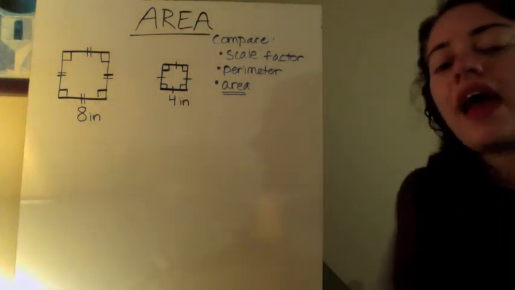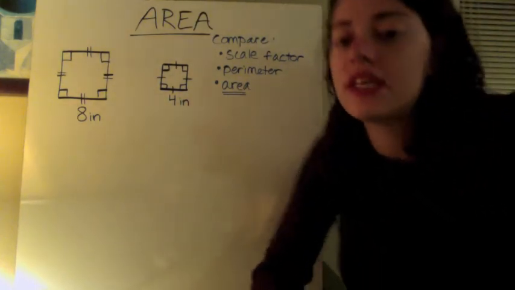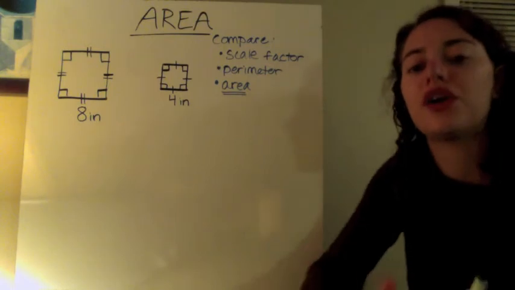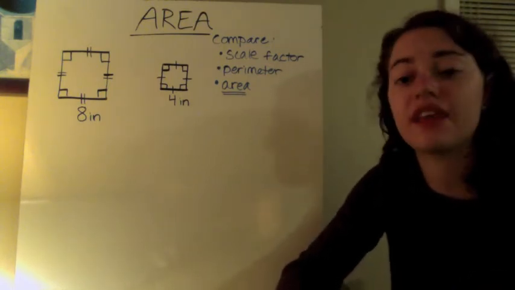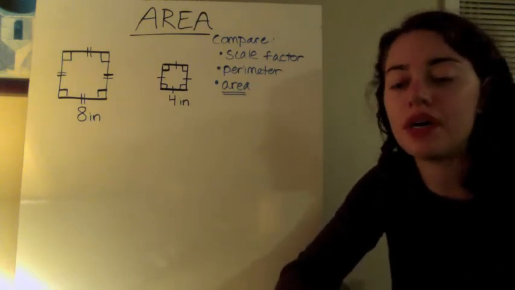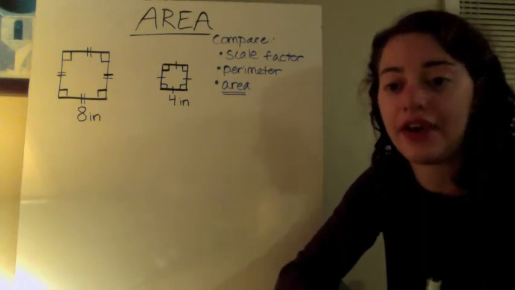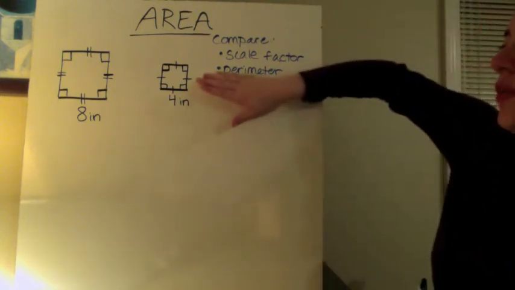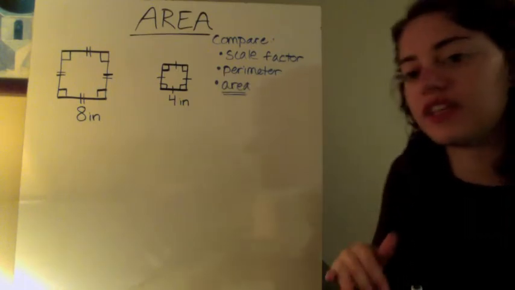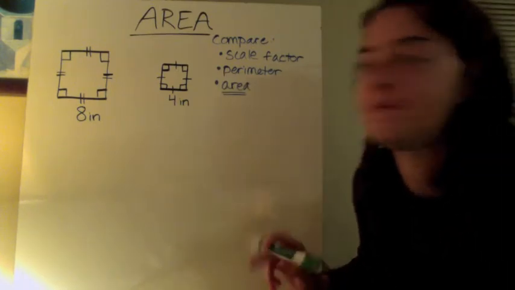With area, again, it's a little bit different. So for this example, I want to compare scale factor. I want to find scale factor and compare it to the perimeter and compare those two with the area. So up until here, we're going to practice what we just did in this video, and then we're going to jump into area.